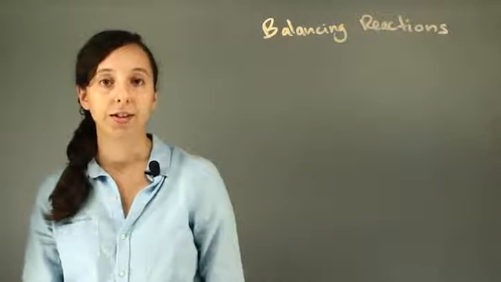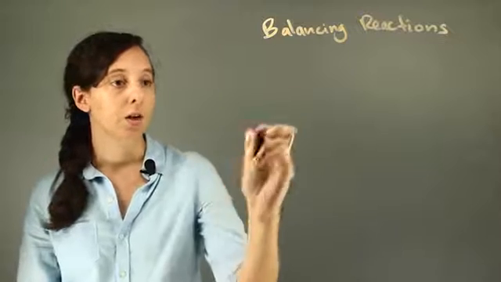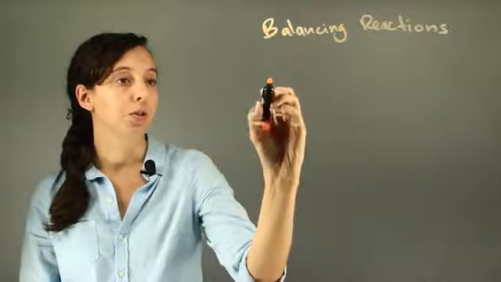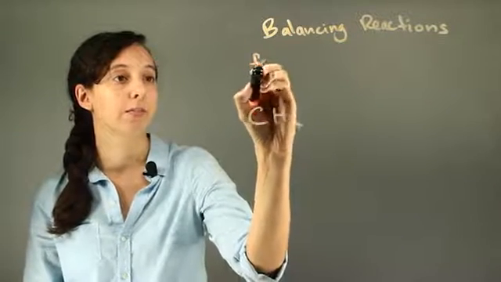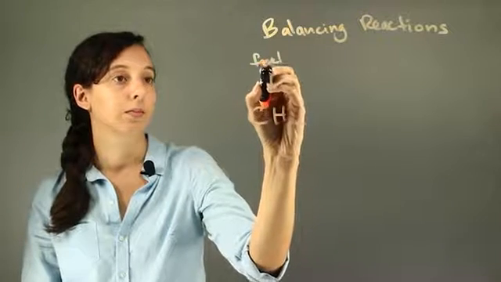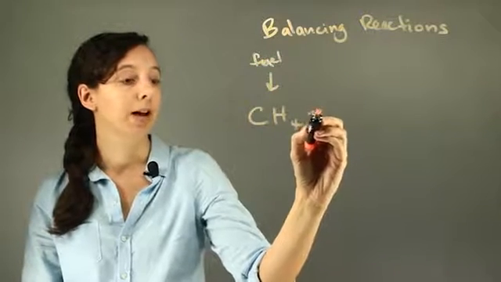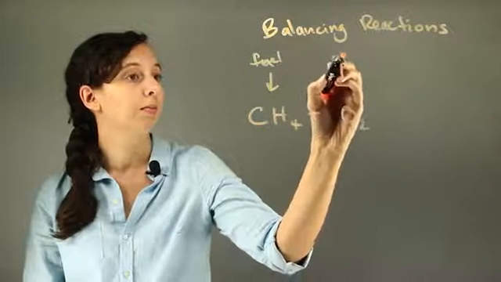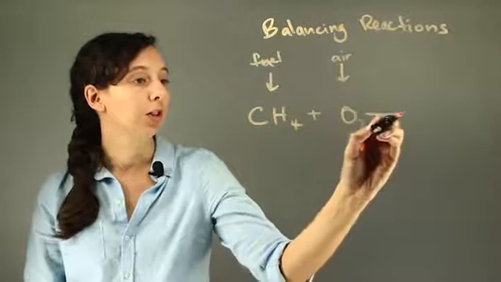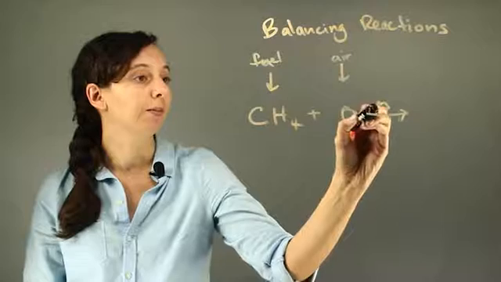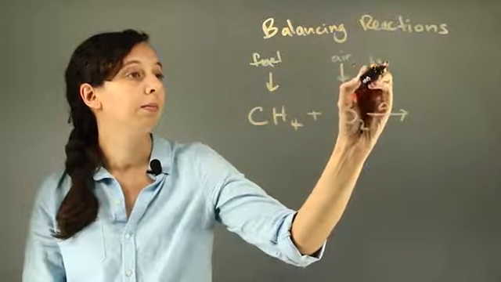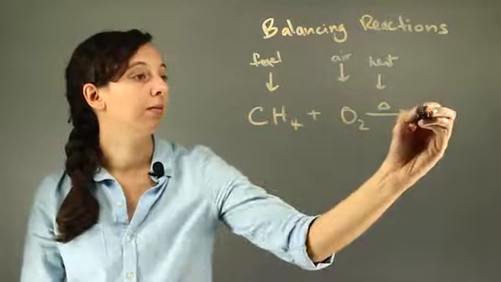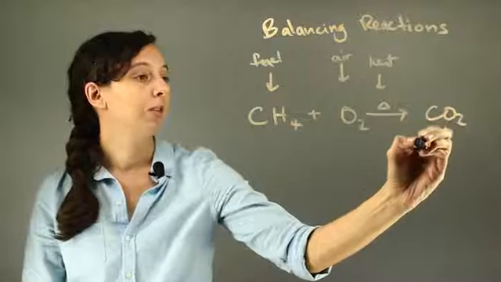All right, so let's take a typical combustion reaction. So we're going to react our fuel. In this case, it's methane. And combustion reactions always happen with oxygen, gas, or air. And remember, you can't just do it. You have to have a spark, so we'll just put heat over here. Triangle equals heat. And it's going to make, in this case, carbon dioxide and water.